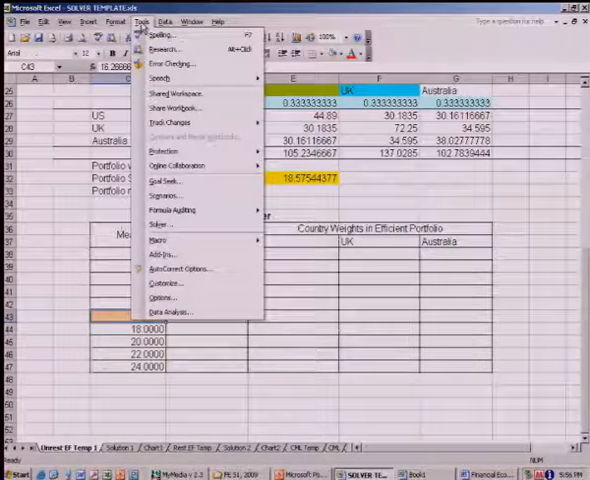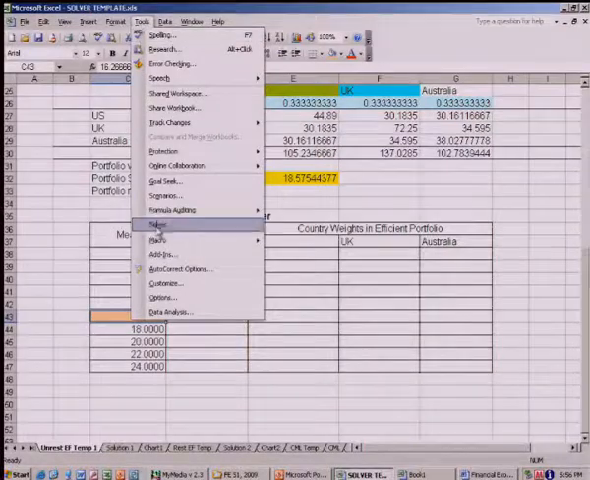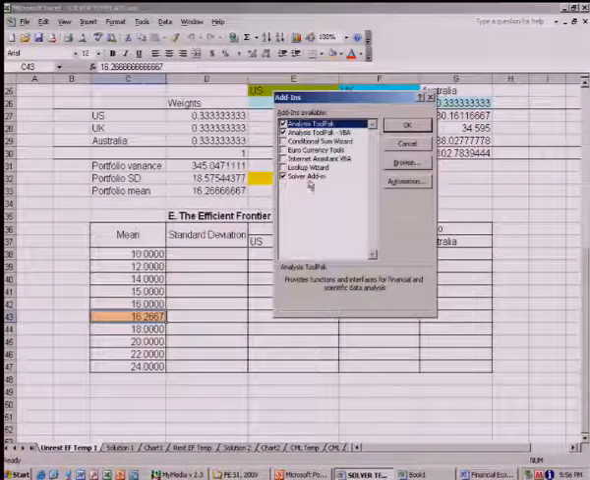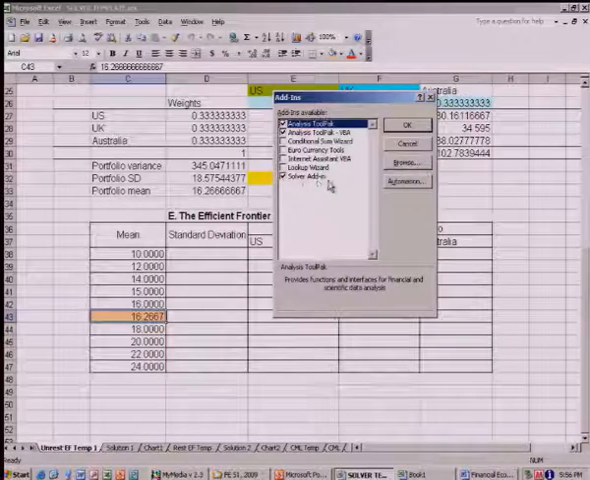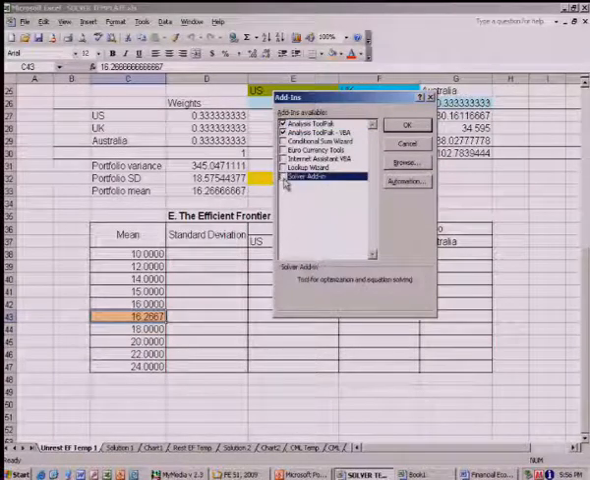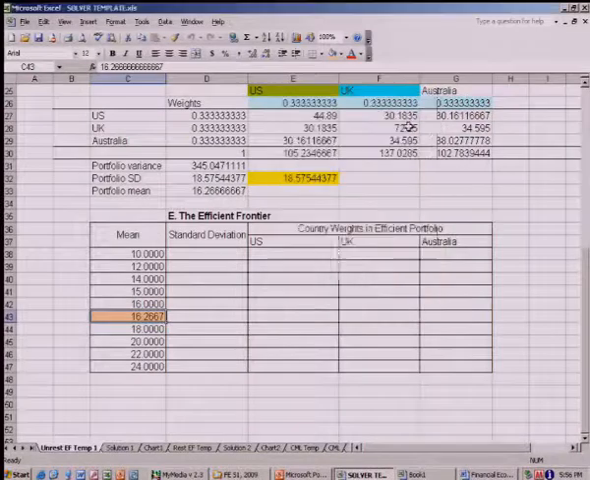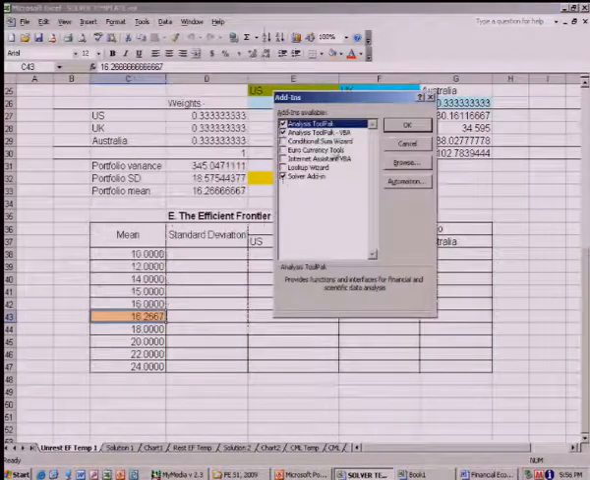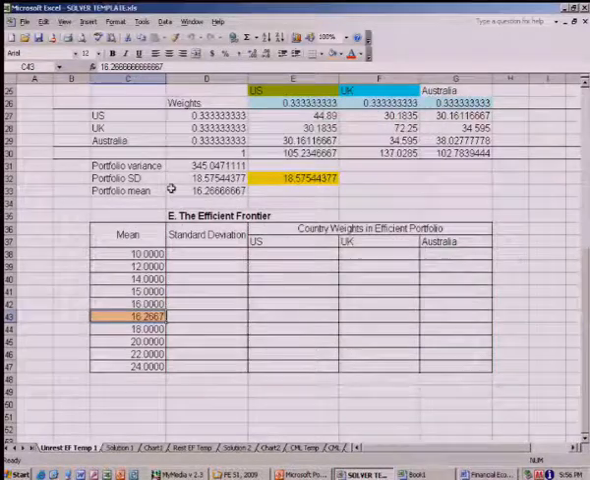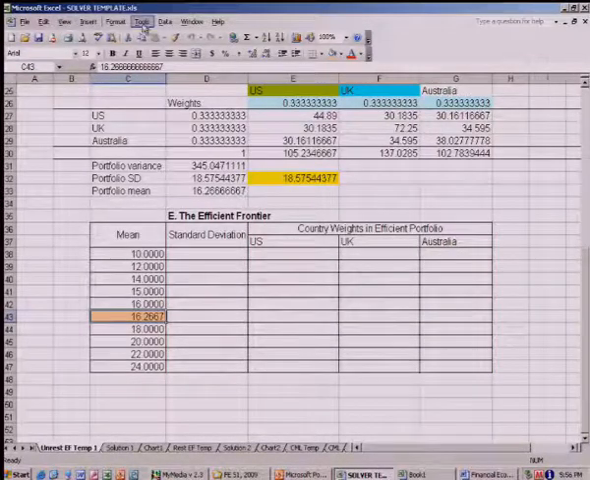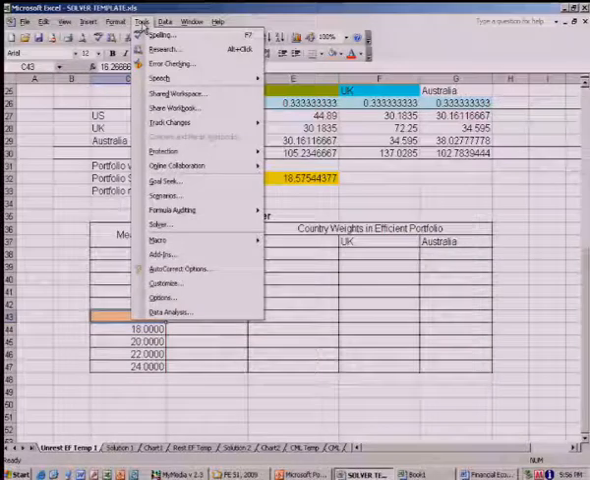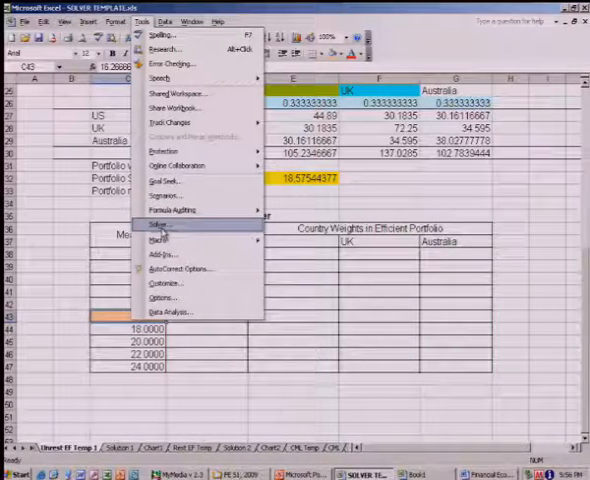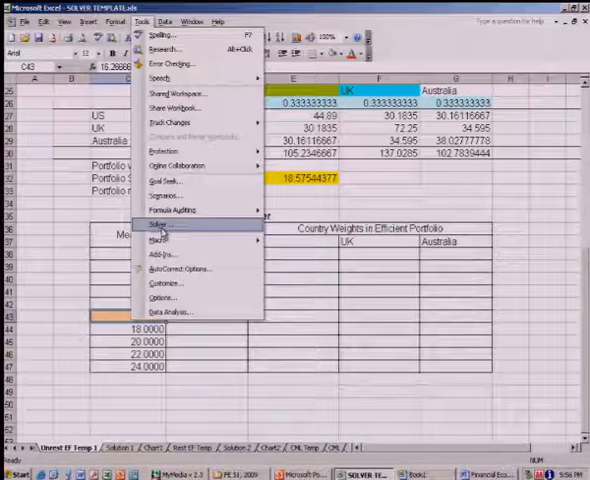So if I go to the Tools menu, go to Add-ins, you can see the add-ins that are available. The last one is the Solver add-in. I already have a tick next to it, which means it has already been installed. But if it hasn't been, just tick next to it and click OK, and it should be there. So next time when you go to the Tools menu, you should be able to find it as one of the options to choose from.